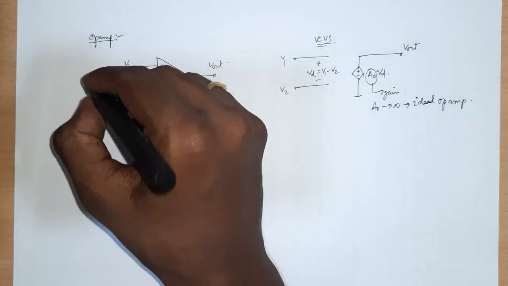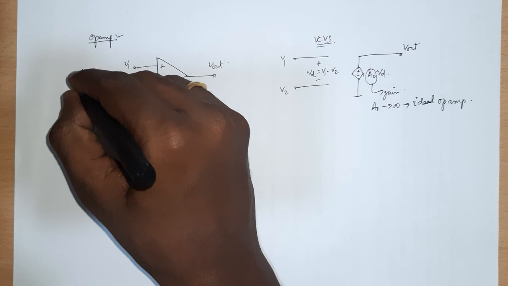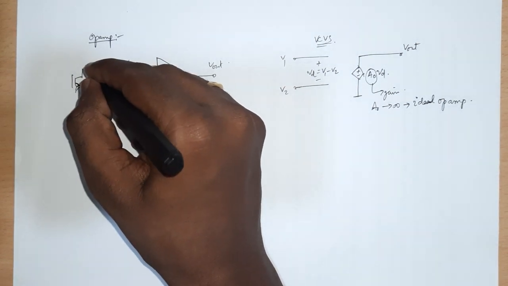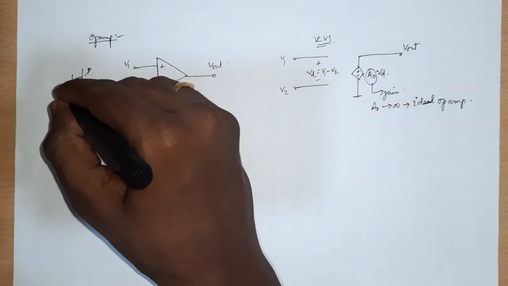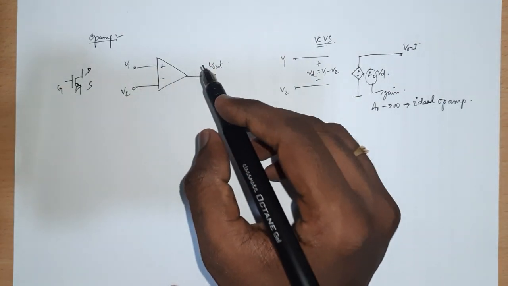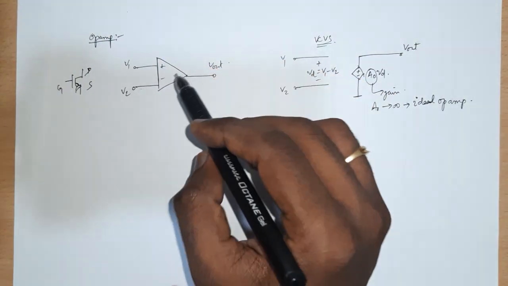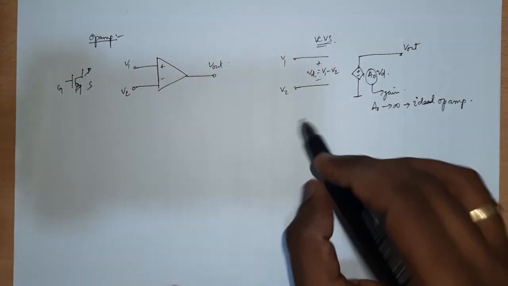And this is just a model for an op-amp. Just like you have a transistor represented in this symbol, which is your drain and source and gate, you have an op-amp represented by this symbol. But how it is realized is something that we will see now.